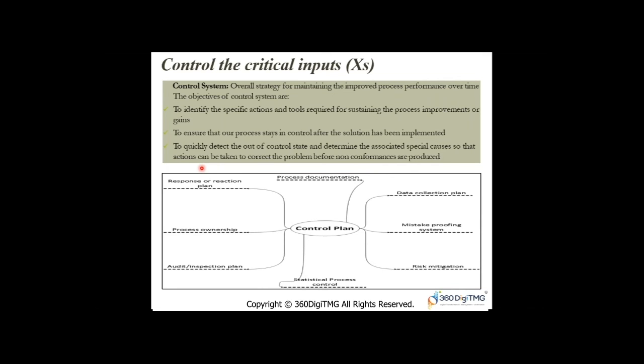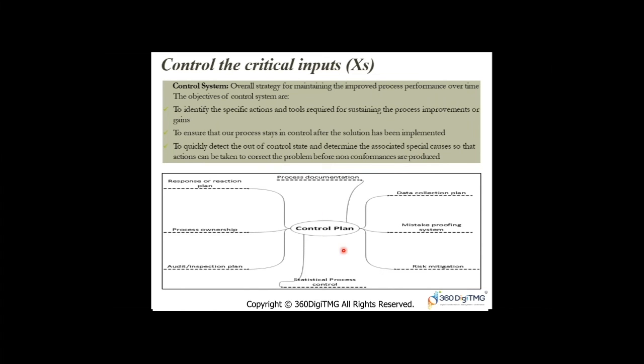We should be able to identify the special thing which has happened because of which a process went out of control. Special causes. Anything which falls outside your control limits or specification limits would be a special case, because you can assign a special cause to why it went out of control. All right.